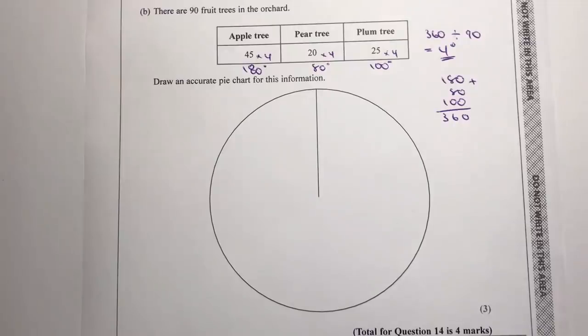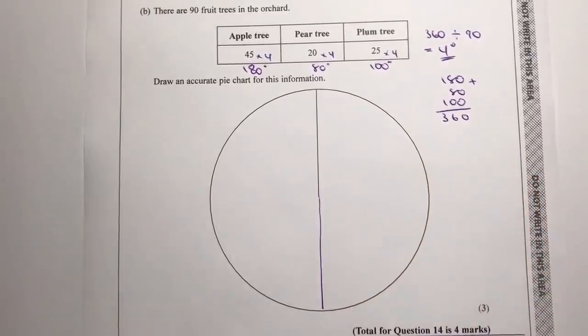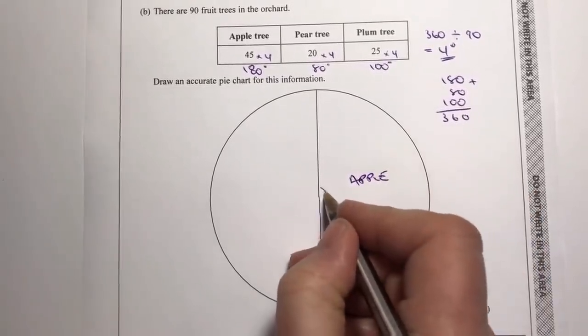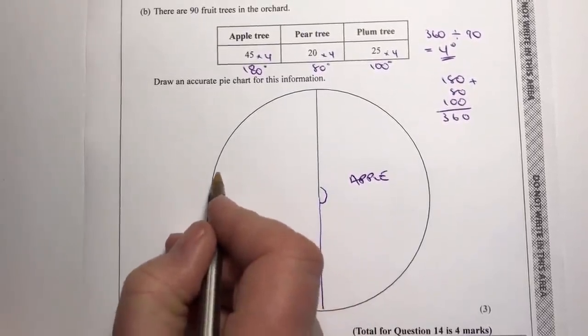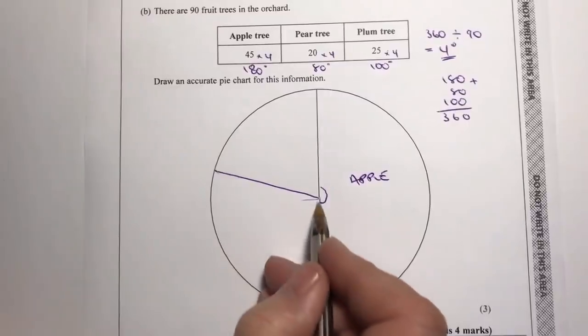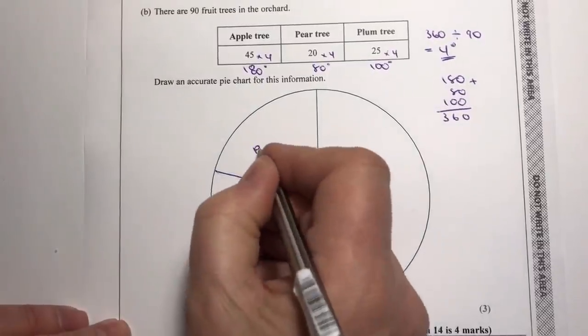So what I'm going to do is say apple is 180 degrees, which I know is a straight line. So this section over here will be apple, and if I measure that around there, that would actually be 180 degrees. Similarly, if I look at the pear tree, I'm just going to work slightly backwards here. 80 degrees is just slightly less than 90 degrees. If I had that as a right angle, that would be 90 degrees. So 80 degrees is actually 10 degrees less than 90 degrees. So this would be pear.